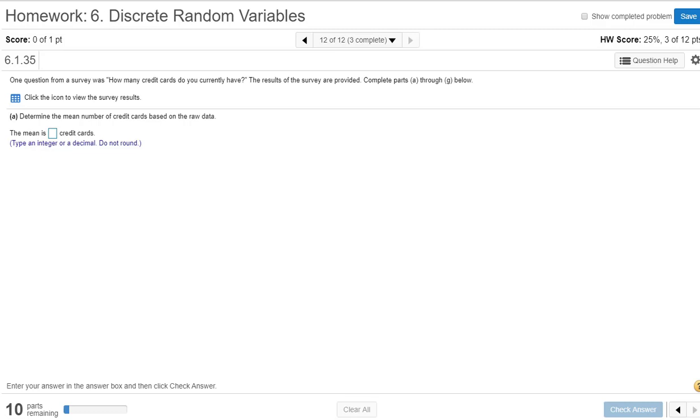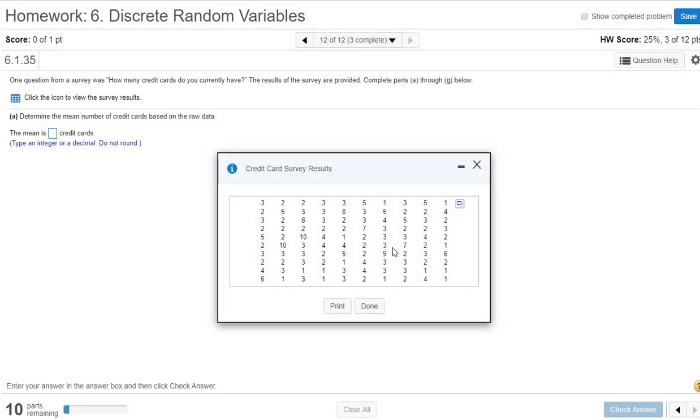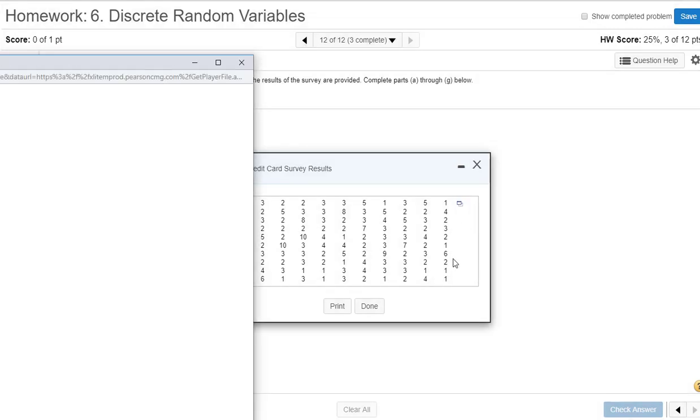So one question from a survey was, how many credit cards do you currently have? The results of the survey were provided. Complete parts A through G. So let's look at our data here. I'm definitely going to want to use StatCrunch for that. The first question is find the mean. I'm guessing the second one's going to be standard deviation. So let's open in StatCrunch.